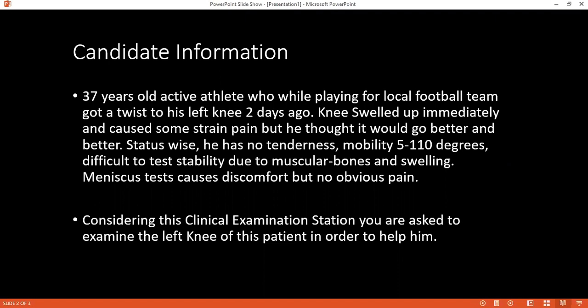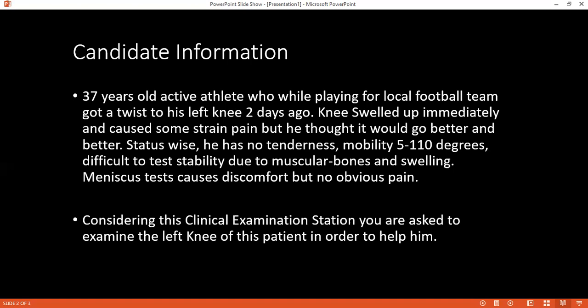And I will do valgus and varus tests for MCL and LCL, and also the McMurray test by internally rotating, to confirm meniscal injury. With the McMurray test, the patient will be in supine position. If it is internally rotated, the patient will feel pain, then it is lateral meniscal injury. If externally rotated, then it is medial meniscal injury.